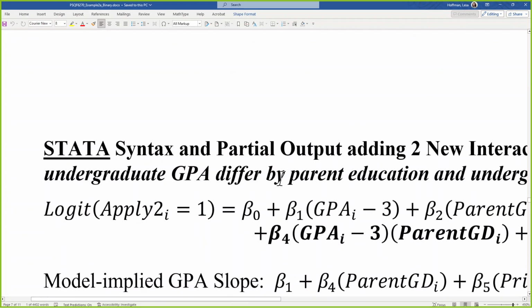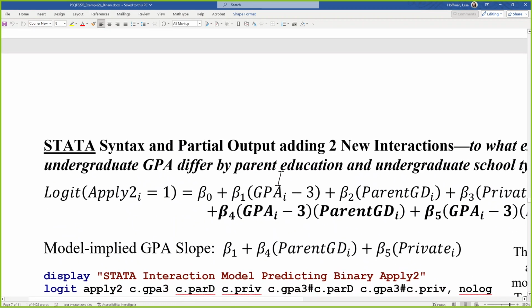Okay, we did that model. We're ready for a new one. And the end of binary.